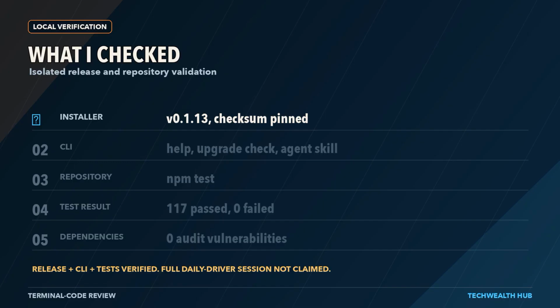I installed version 0.1.13 into an isolated test directory after inspecting the installer. The download is pinned to a SHA-256 checksum. The archive is replaced atomically, and the CLI correctly reported that the stable release was current. Help, upgrade check, and the built-in agent skill all ran successfully. That skill is unusually thoughtful. It explains the live install, profile, extensions, shortcuts, sockets, logs, and safe edit boundaries for an automation agent.